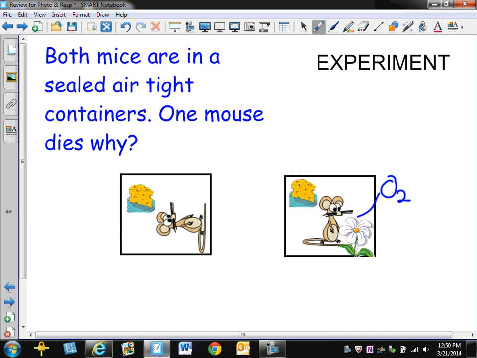So the mouse is what? Breathing in the O2? What's the mouse breathing out? CO2. So the mouse is breathing out CO2. What does the plant need? It needs CO2. Have we got kind of a circle thing going here? Mouse breathes in the O2, breathes out the CO2. Plant breathes in the CO2, breathes out the O2.